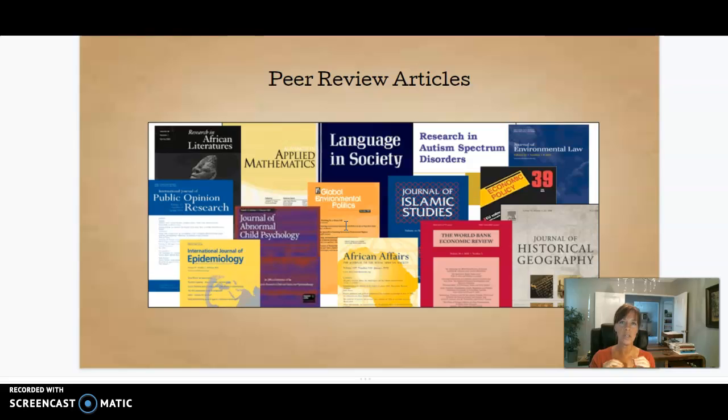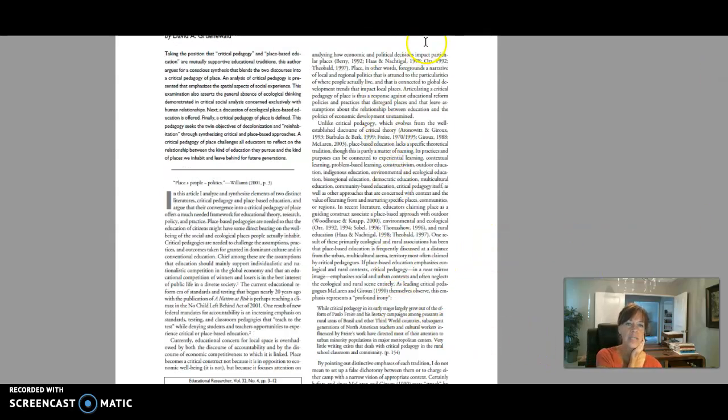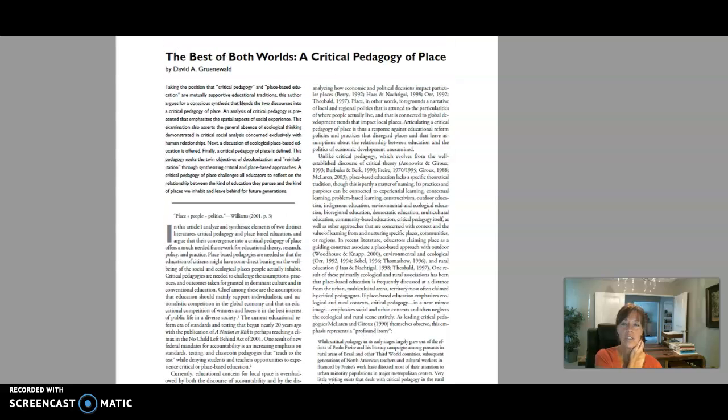And so you know these articles are the most credible kind of sources and evidence you can use to back up an idea. And the way you can determine if something is a peer-reviewed article is they look a little bit different. So here's a peer-reviewed article.